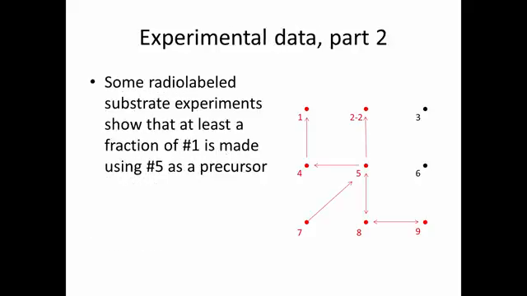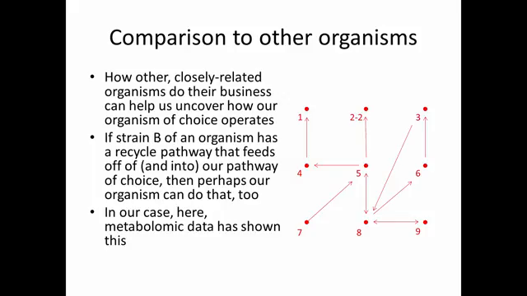Say we do some radio-labeled substrate experiments, either add radio-labeled number 9 or radio-labeled number 7 or a combination thereof, and show that at least a fraction of number 1 is being made using number 5 as a precursor. So we need to consider number 5 to number 4, that reaction, and number 4 to number 1, that reaction, as part of our metabolic network that we're going to look at.